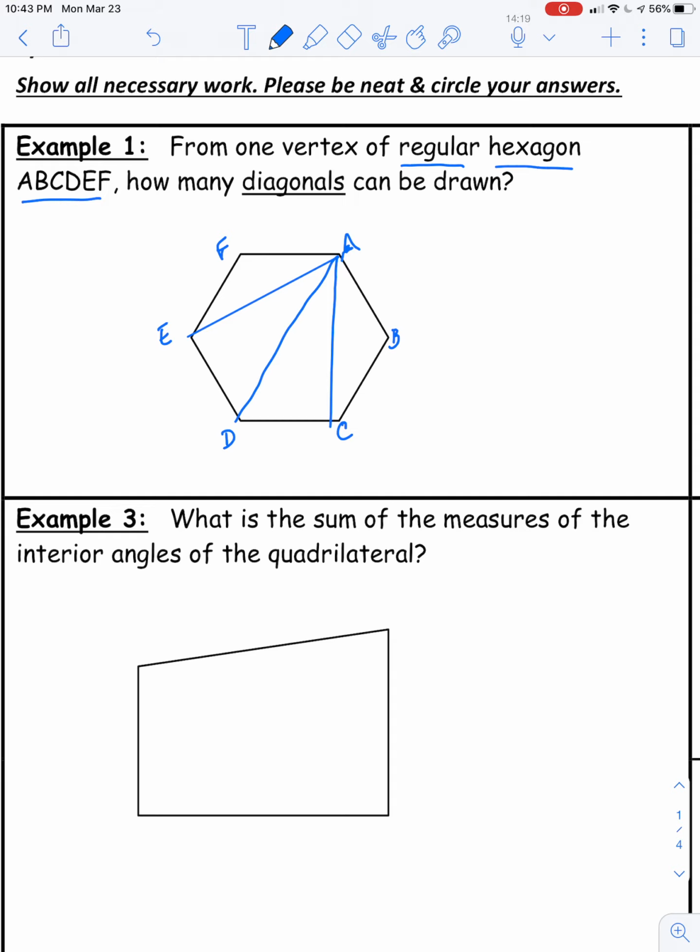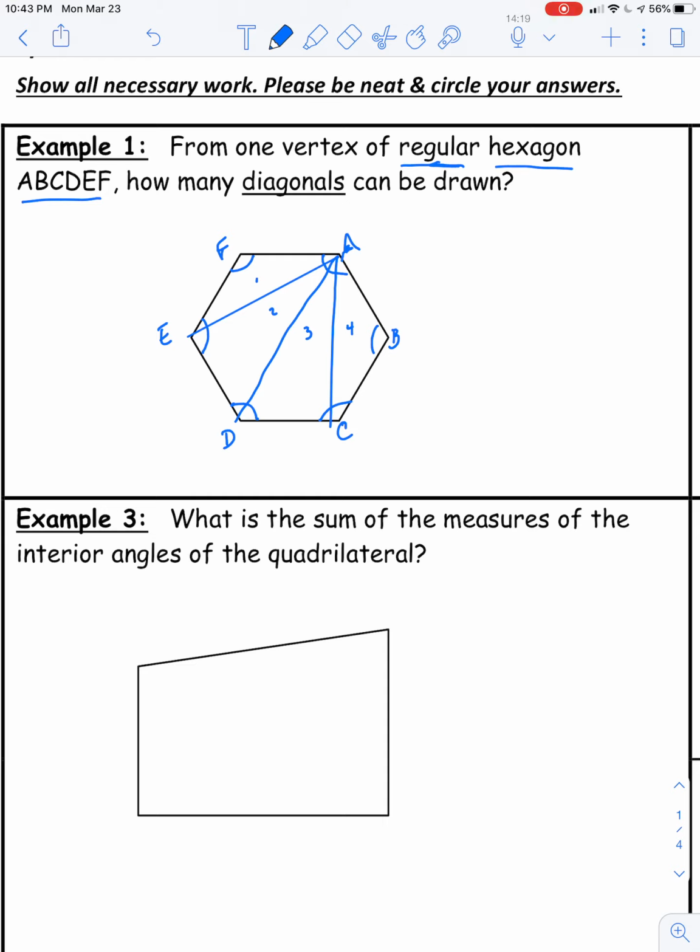Okay, now I want you to take notice of something. What did we create here? I have 1, 2, 3, 4 triangles, don't I? By putting those diagonals in there, we have created 4 different triangles. Now I'm going to show you there's 6 angles inside our polygon or hexagon, regular hexagon. And remember, because it's a regular hexagon, what does that mean? That means that all sides are equal and all angles are equal.